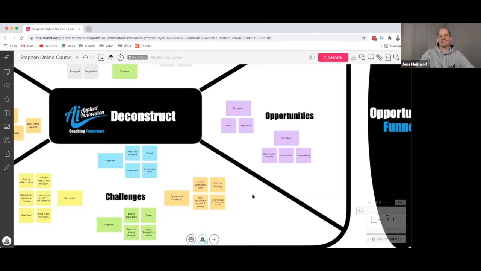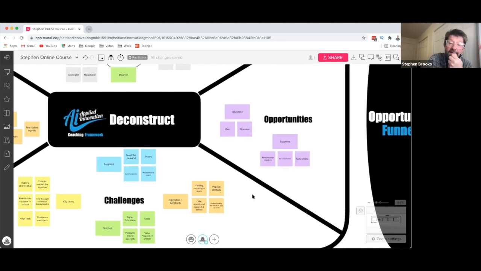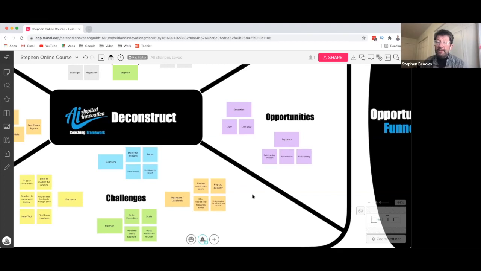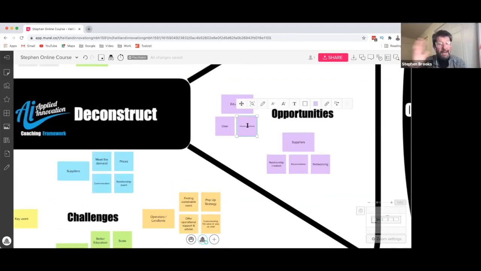I also think that a part of it, for both operators and landlords, is how you create a business plan around your pop-up activity, and perhaps that's another key opportunity: the creation of a real pop-up business template to help people manage their business.